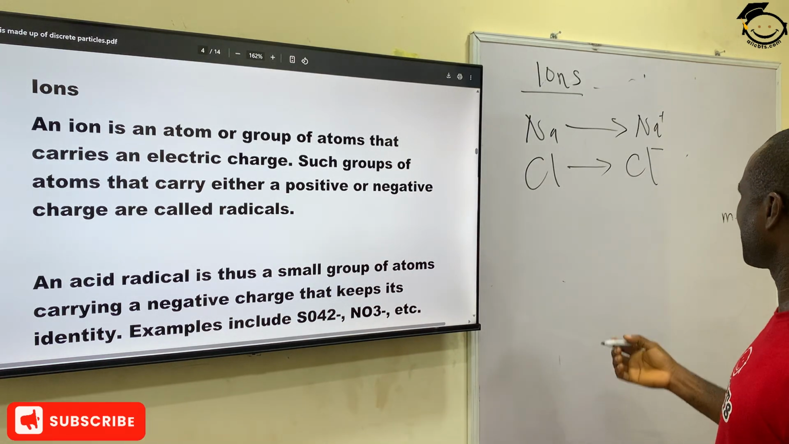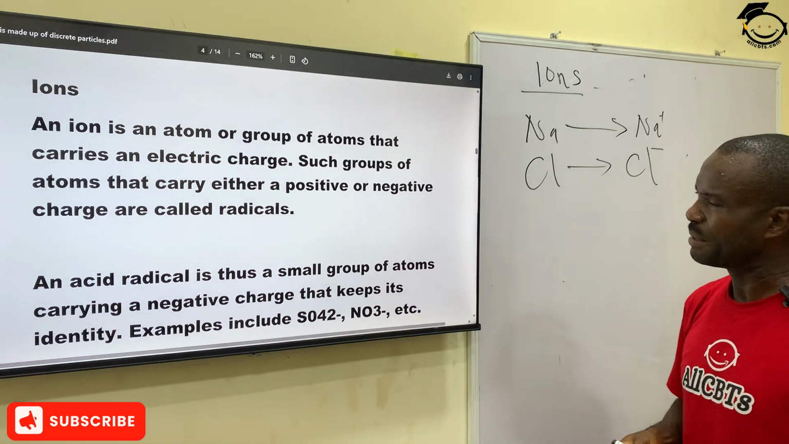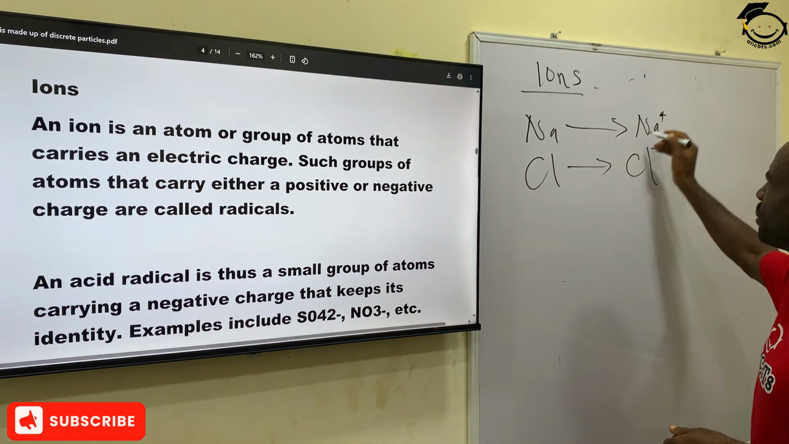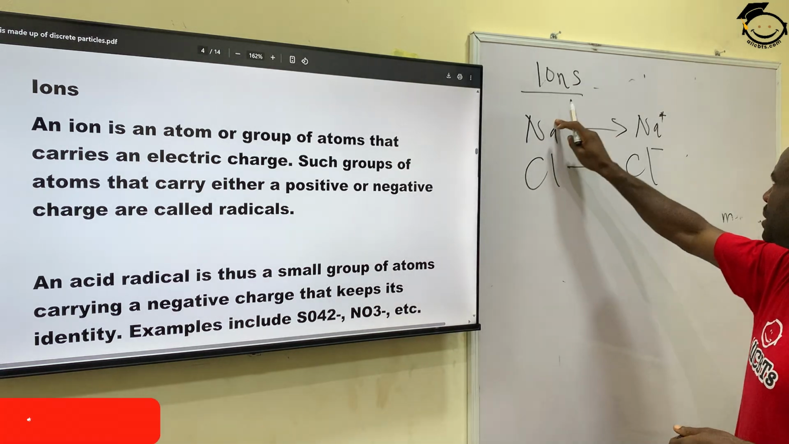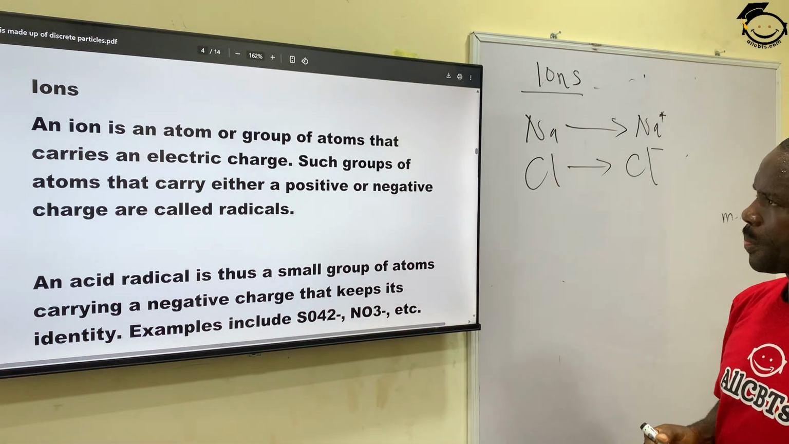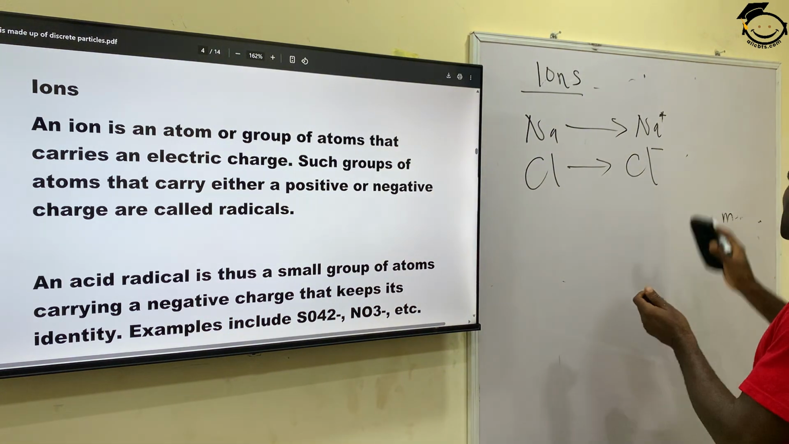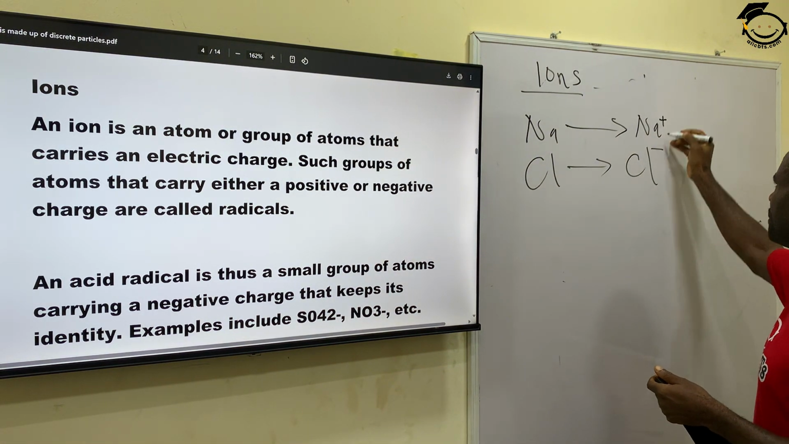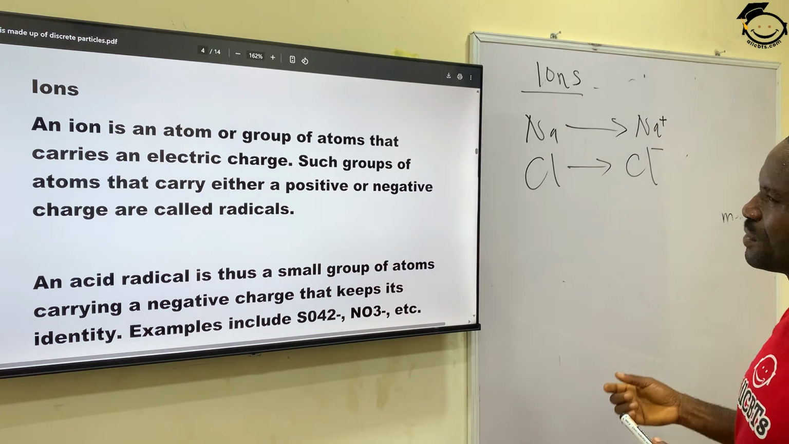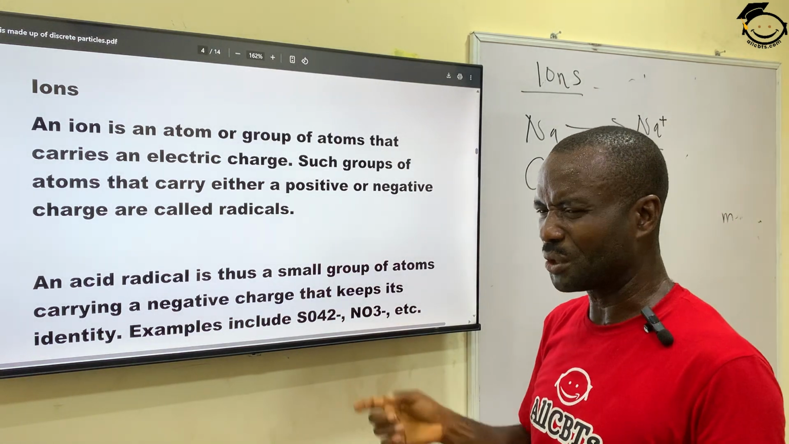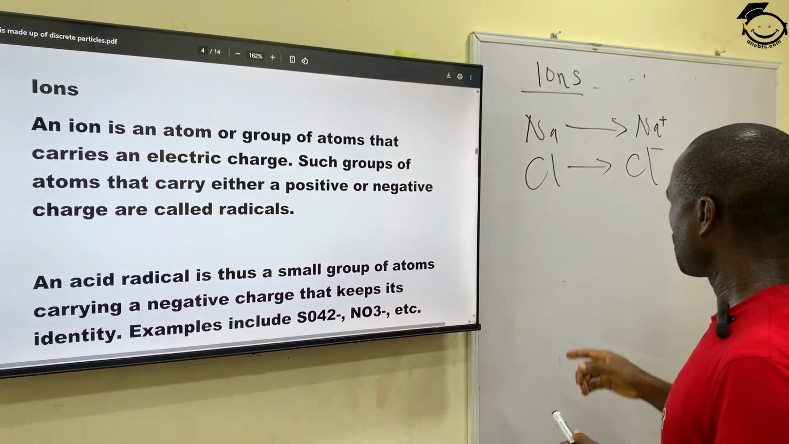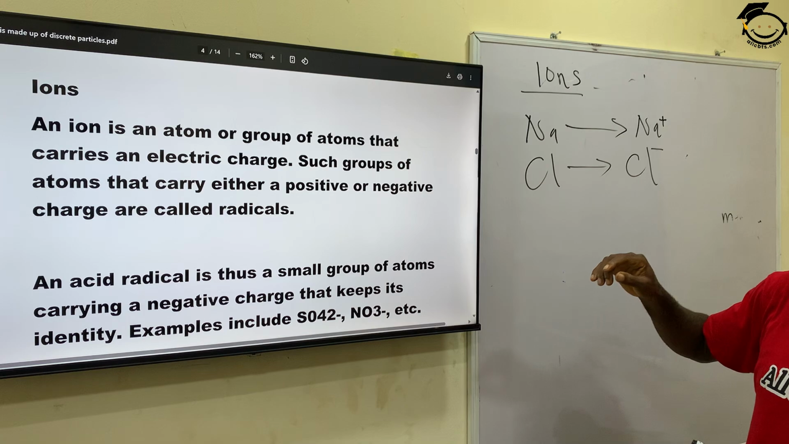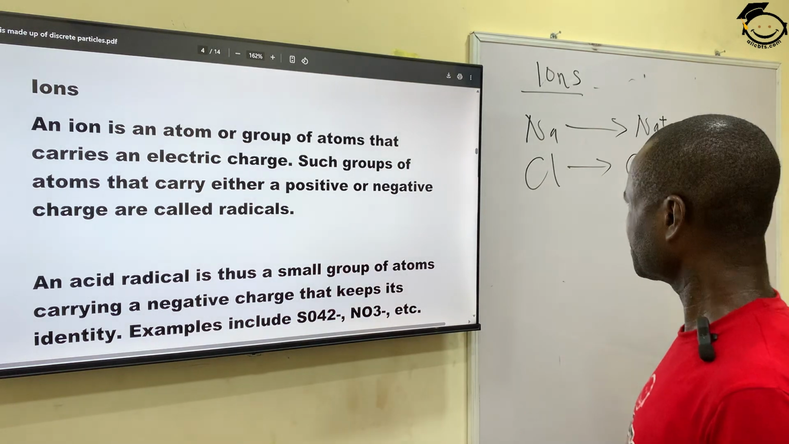So we can have several ions like that, and they are called ions because they are charged. This has no charge, while this one is charged. So when we have 2 different types of ion, we can have positive ion and negative ion. Positive ions are called cations because they are attracted towards the cathode, while negative ions are called anions because they are attracted towards the anode.